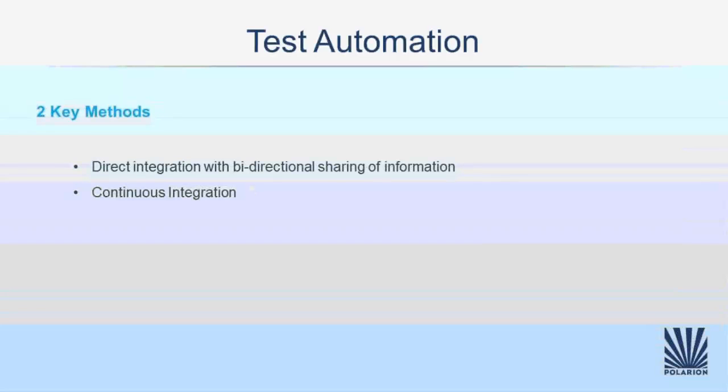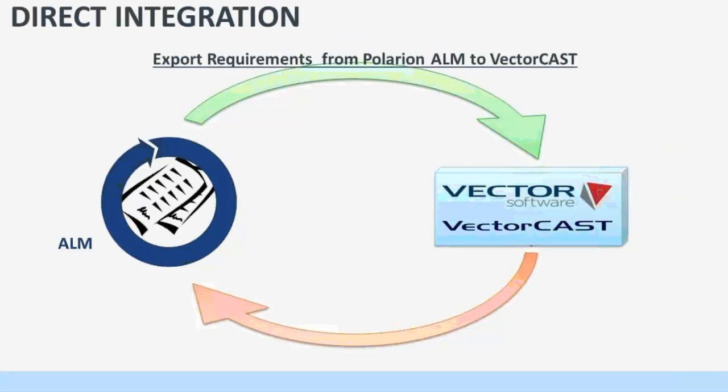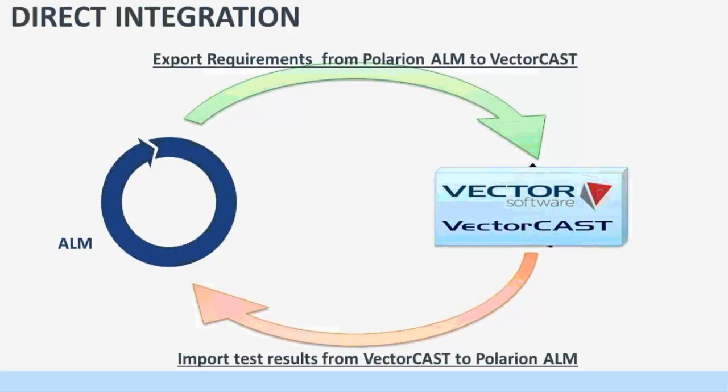The second most common method is implementing continuous delivery. How we do this is that we can set up a continuous integration strategy, which I'll discuss in a little more detail as we move forward, that allows the results to be populated in Polarian. This is a schematic of the integration between Polarian and ALM. The requirements from Polarian are synchronized with VectorCast. VectorCast runs test cases. The results are imported back into Polarian.